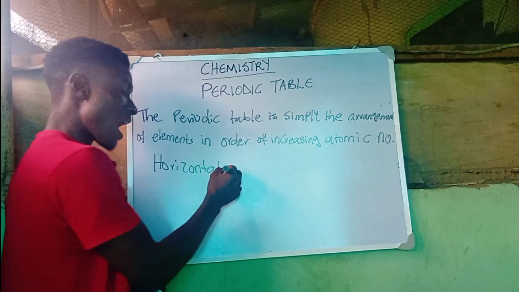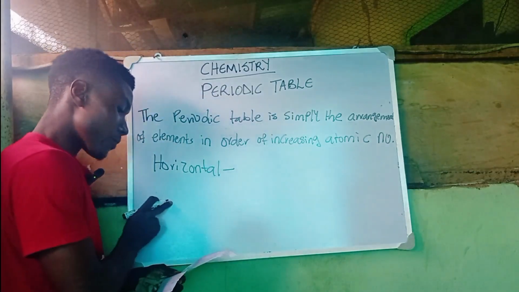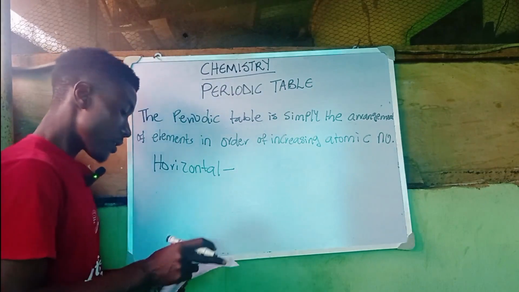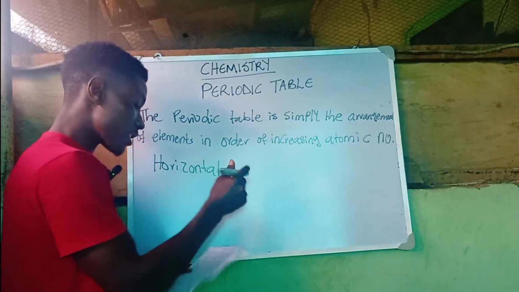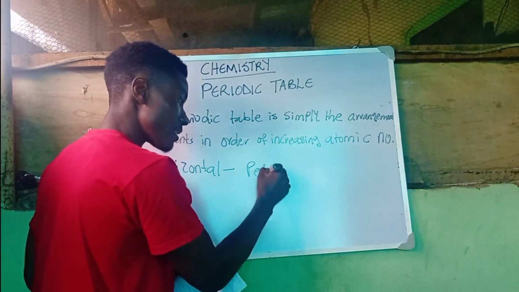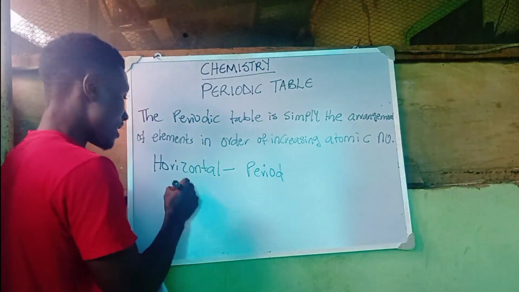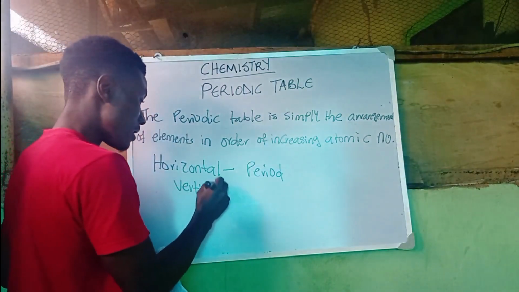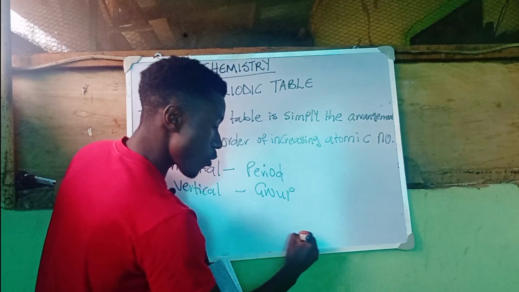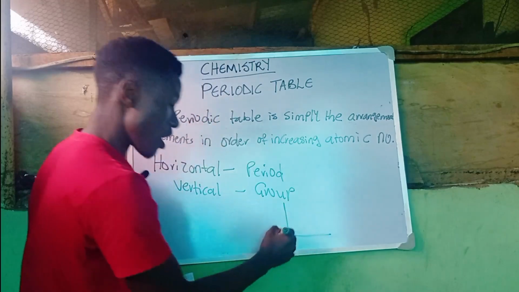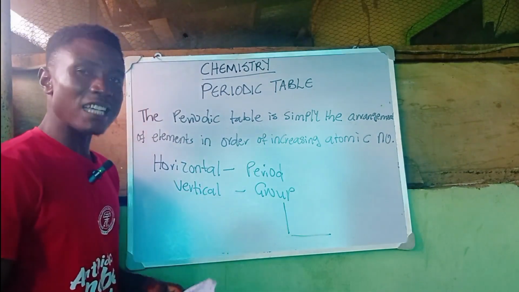So we say the horizontal arrangement is known as the period. Let me take it step by step so you will not get lost. We have the horizontal arrangement, which is the period, and we have the vertical arrangement, which is the group. The horizontal is known as the period and the vertical is known as the group.